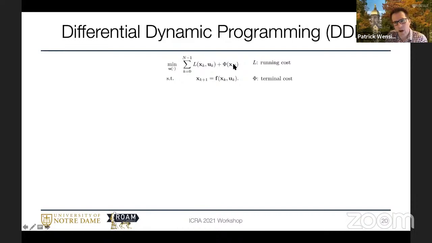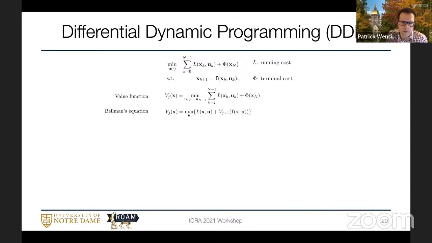So here we've got some running cost and some terminal cost and our discrete time dynamics. And the idea with DDP is that we'd like to be able to find the value function, or the so-called optimal cost to go. And to do that, we'd have to solve Bellman's equation, but we know that we can't do that because of the curse of dimensionality.